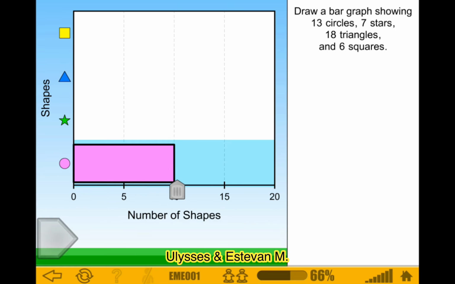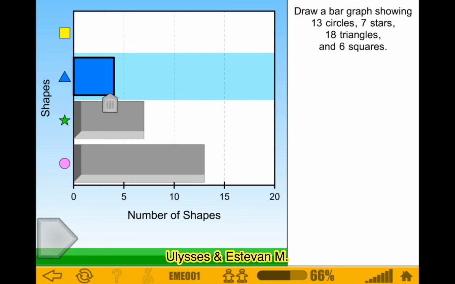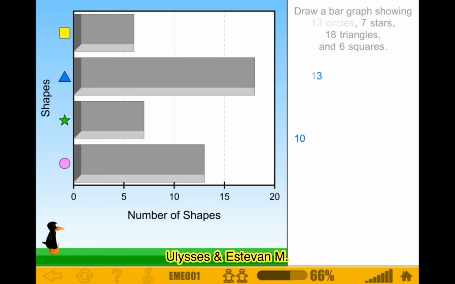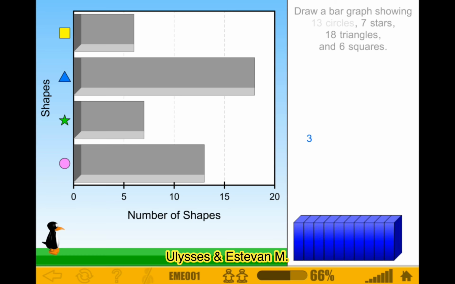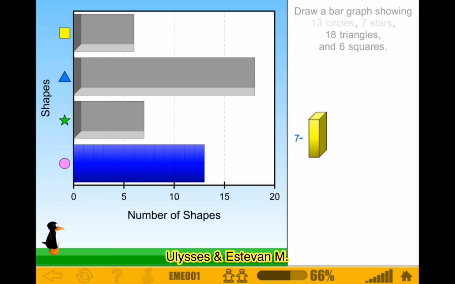Okay. So there's 13 circles. Find it. Oh, 13. And 7 stars. And 18 triangles. There we go. And then 6 squares. Okay, we're so close to finishing. Hopefully nothing bad happens.